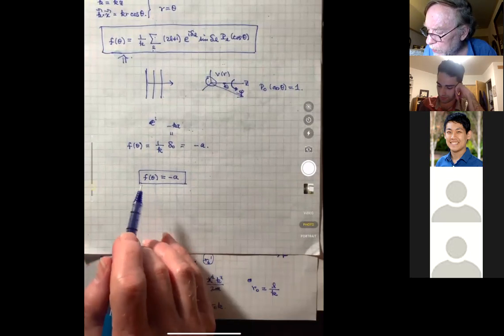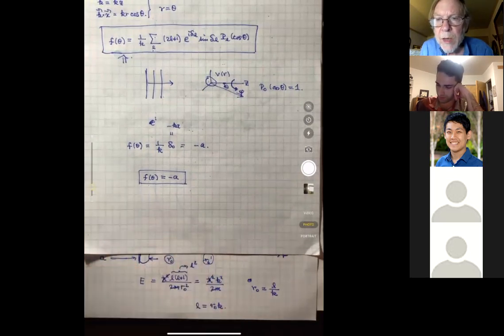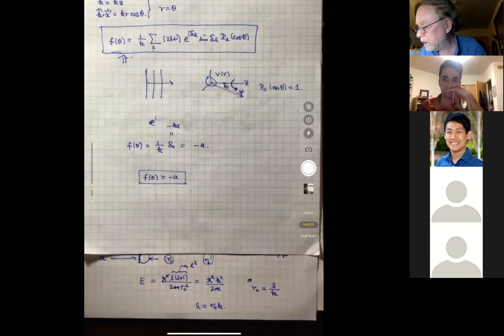And in particular, notice that it doesn't depend on the direction. The scattering is isotropic. The scattered wave has the same amplitude, same intensity, going out in all directions, including the forward direction and the backward direction and everything.